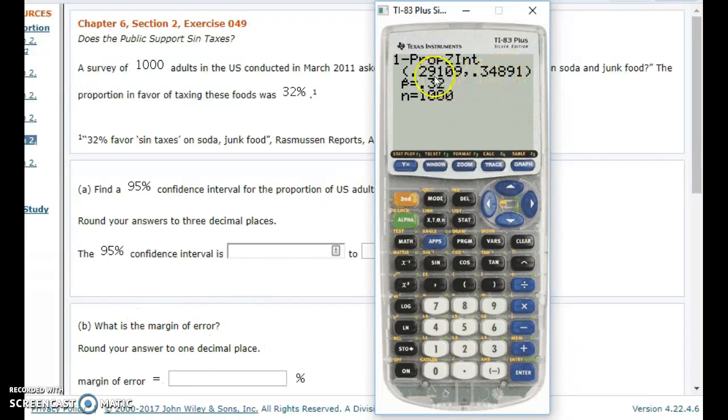Well, you just take this lower limit of 0.291, subtract it from your upper limit, 0.349. So 0.349 subtract 0.291. Now this is the whole thing. This is the plus or minus margin of error. So we just divide it by 2 to get our margin of error right there.